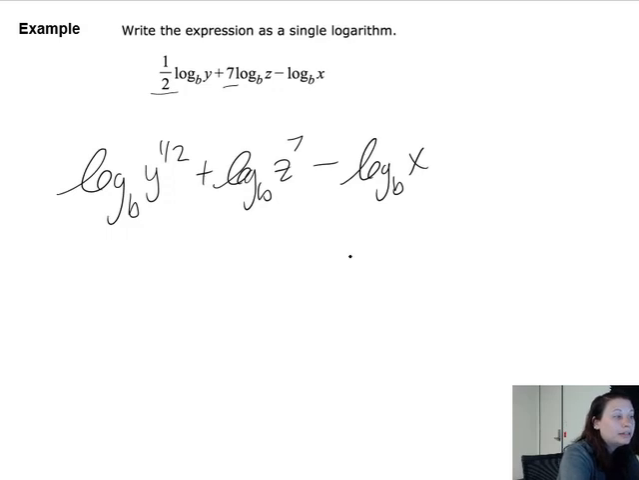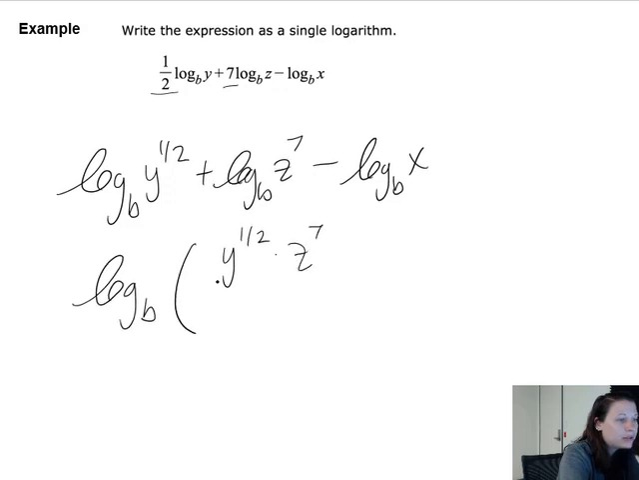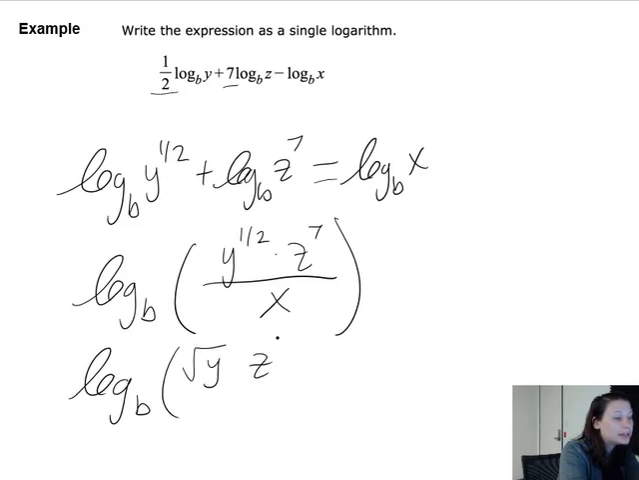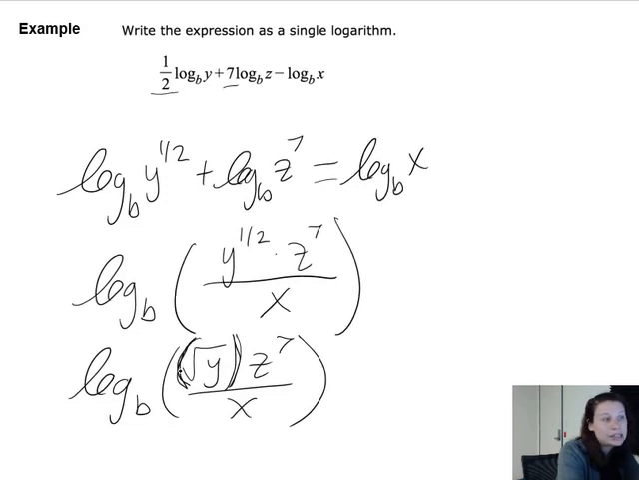Now we can combine, right? So this one is a plus, so their insides get multiplied. So we have log base b of y to the 1/2 times z to the 7th over, because of the minus, it's division, right, of just x. Now you could leave it like that, that's perfectly okay, or if you really want to, you can make it log base b of the square root of y times z to the 7th over x. Okay, just be careful if you do this last step that only y is inside the radical, right? Not the z to the 7th.